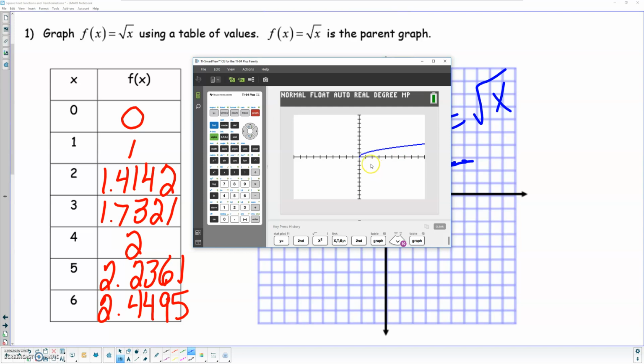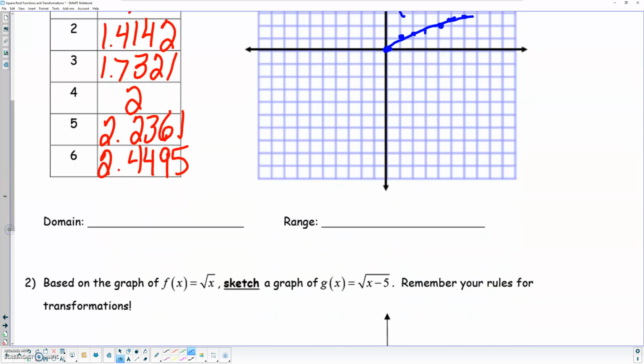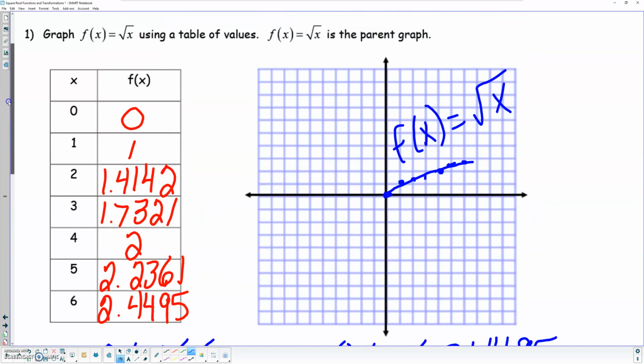So I call this the hook graph, right? It sort of looks like a hook. Okay, so here our domain is just going to be the interval they gave us, right? So we're going from 0 to 6. Those are the x values. And then our y values go from 0 to 2.4495. Okay, so that's the graph for the square root of x.